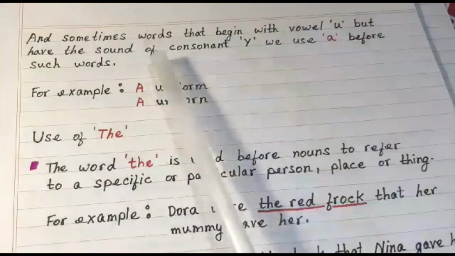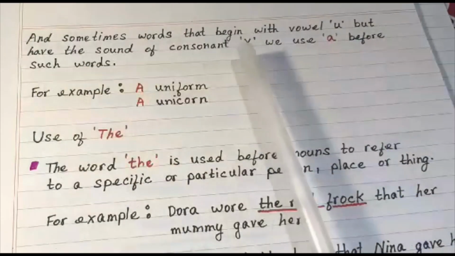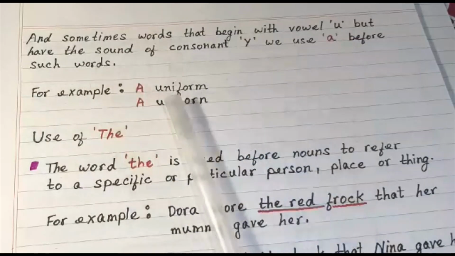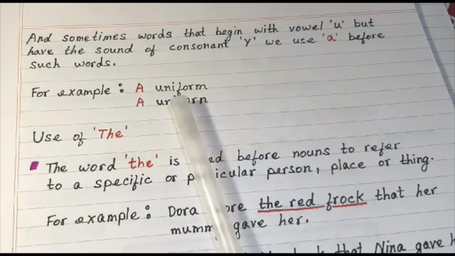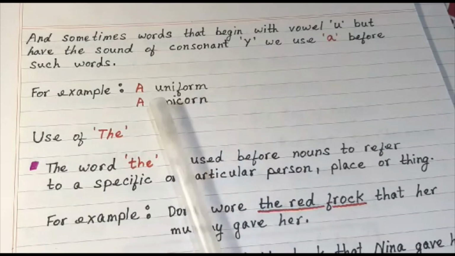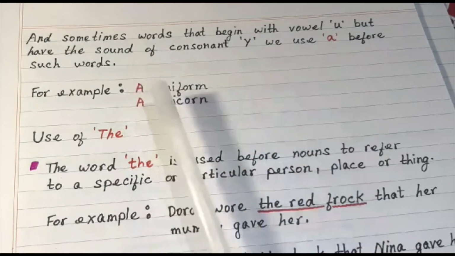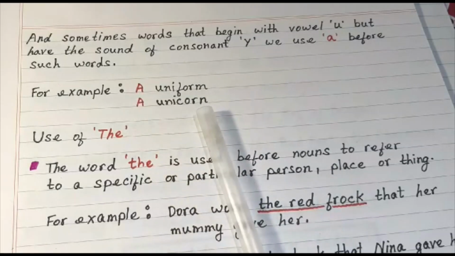Sometimes words that begin with vowel U but have the sound of consonant Y, we use a before such words. Let us take the example of the word uniform. Here the vowel U has a consonant sound, the sound of letter Y. We say yuniform. We use a before such words. Alright? For example, a uniform, a unicorn. Clear?